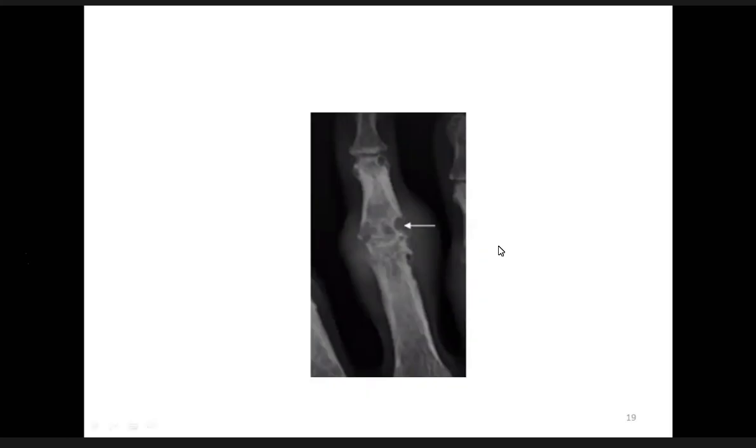So what is this? Gout. Right, gout. And what is this radiological appearance, what do you call that? Bone cyst. Juxta-articular erosion. So this is almost a juxta-articular erosion. Can you be more specific about this erosion? In gouty arthritis, you get juxta-articular erosions.